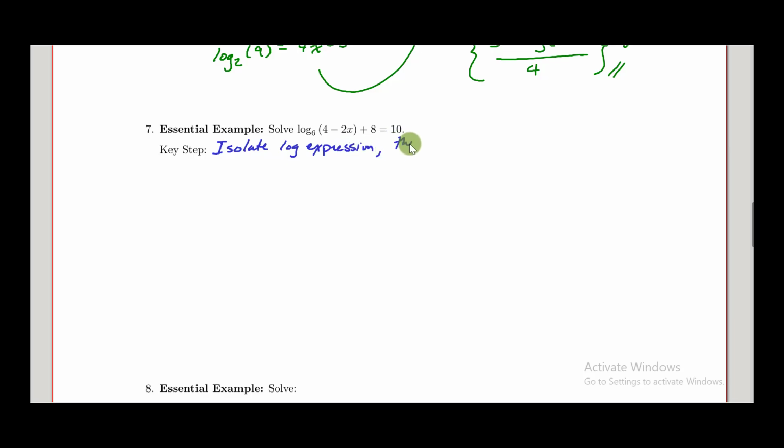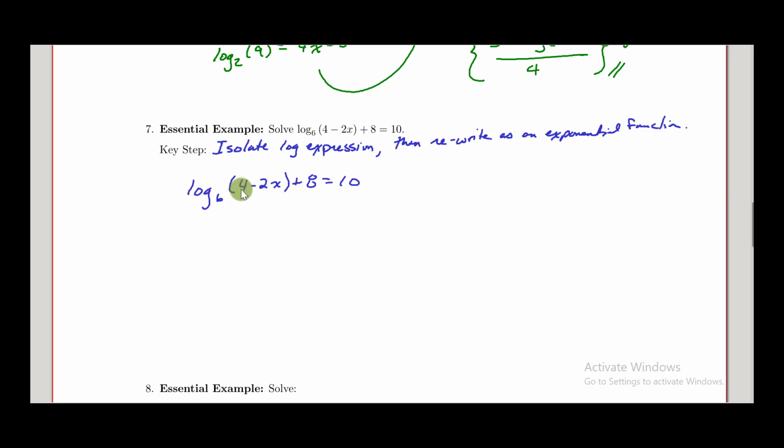Then rewrite as an exponential function. So let's give that a shot. We've got that the log base 6 of 4 minus 2x plus 8 is equal to 10. And we're trying to solve this for the variable x.